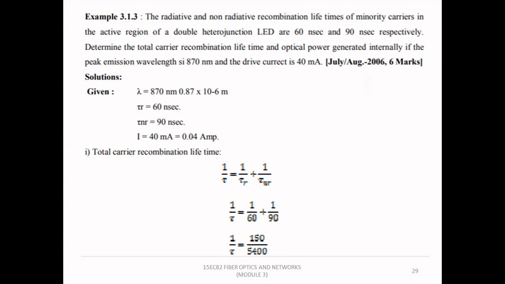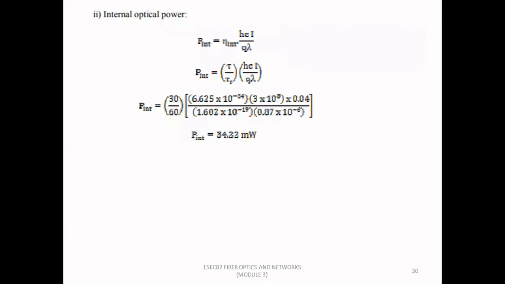Let us calculate the total carrier recombination lifetime. We know that 1 by tau equal to 1 by tau R plus 1 by tau NR, or 1 by tau equal to 1 by 60 plus 1 by 90, or 1 by tau equal to 150 by 5400. Next, we have to calculate the internal optical power. Internal power is equal to eta int into h into c into I by Q lambda, or it can be written as P int equal to tau by tau R into hcI by Q lambda. After substituting the values, we get P int equal to 34.22 milliwatts.